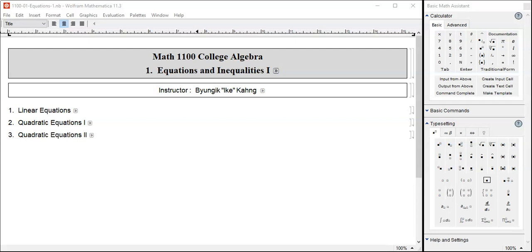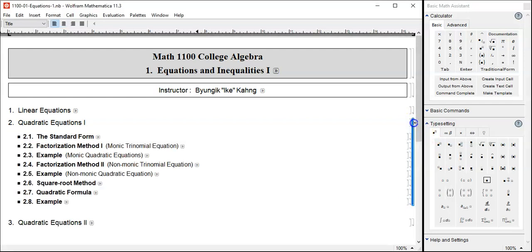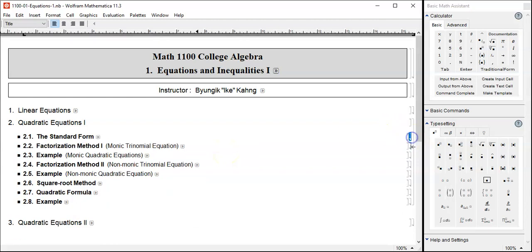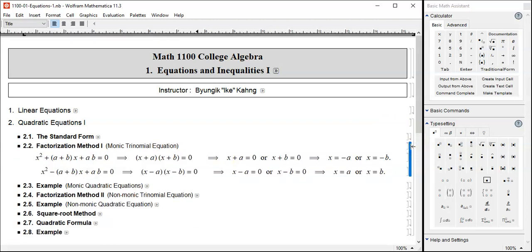Hello students, welcome back. Let's go to section 2, quadratic equations. This part corresponds to section 1.2 of our textbook. Here's the standard form, and make sure the right-hand side is equal to 0. Otherwise, you cannot use the factorization method, which I'm showing right now.